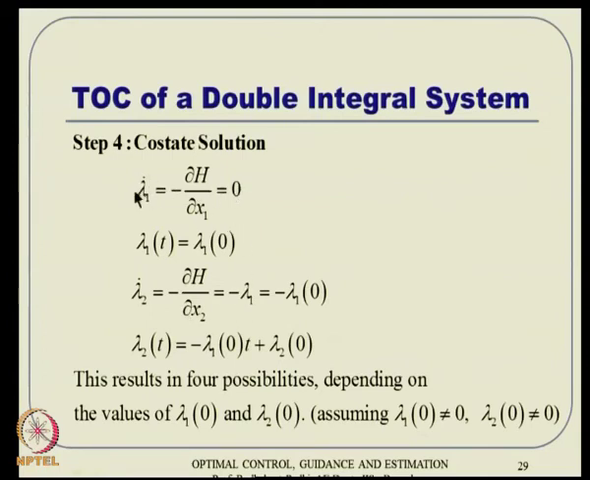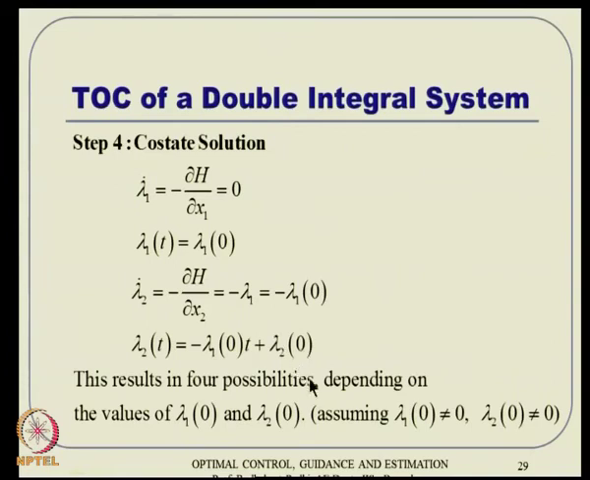Now, if lambda 1 dot is 0, then lambda 1 of t is nothing but the initial condition lambda 1 of 0; it does not change from that value. If lambda 2 dot is negative lambda 1, that means minus lambda 1 of 0, then lambda 2 of t is nothing but the integral of this equation: minus lambda 1 of 0 times t plus lambda 2 of 0. This is a straight line equation, like y equals mx plus c: lambda 2 is some negative coefficient times t plus some other coefficient.